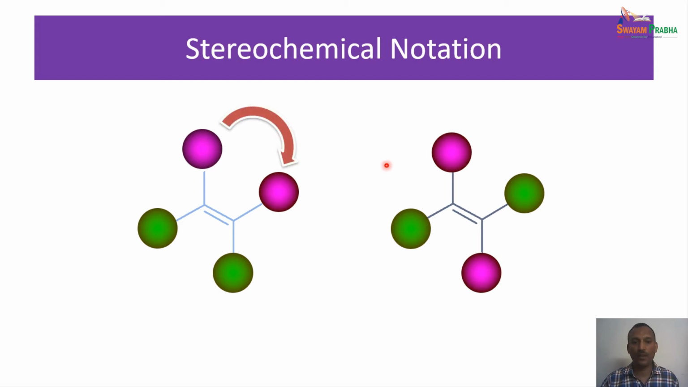As we mentioned here, the same groups are present across the double bond on the same side. Same side means that if we cut the molecule through the double bond with a plane which is perpendicular to the molecule, and two groups are on the same side, then that arrangement is called cis. In the same way, if we cut the molecule across the double bond and the same groups are on the opposite side, that is called the trans arrangement.